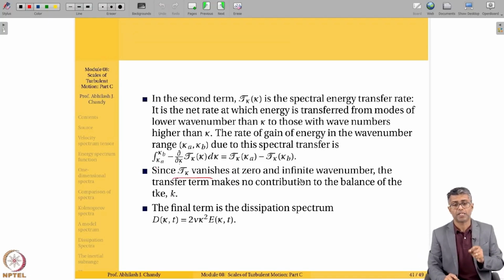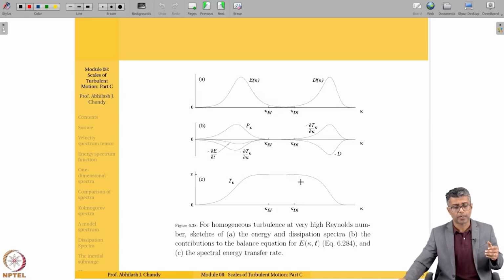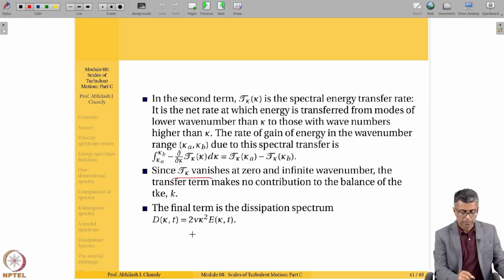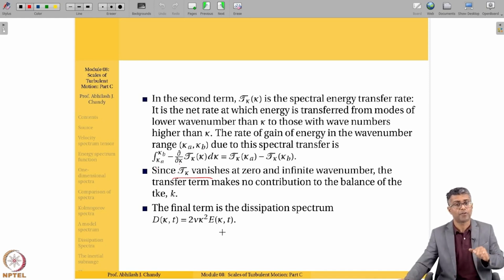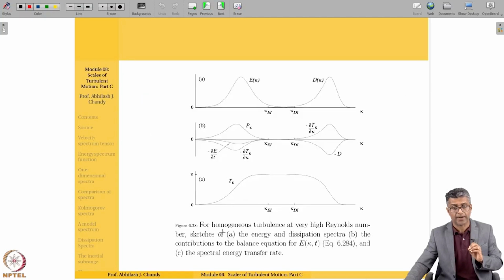The final term is the dissipation spectrum. We have already looked at the dissipation spectrum. Now here, D of kappa, t is 2 nu kappa squared E of kappa, t. It is this dissipation spectrum which we earlier plotted and looked at how the behavior is. Fine. So that's that, right? This is how it looks like.